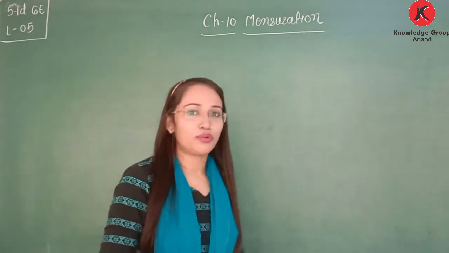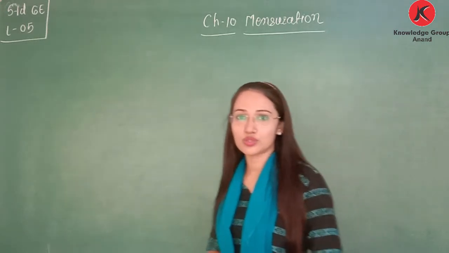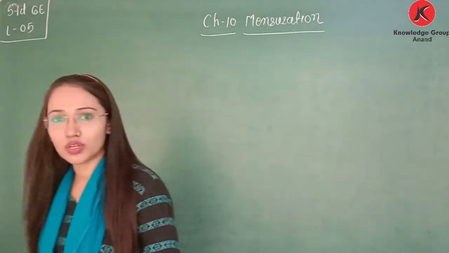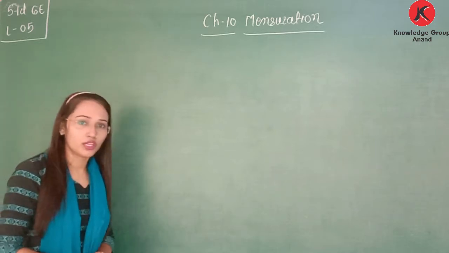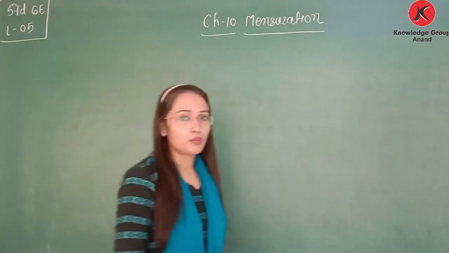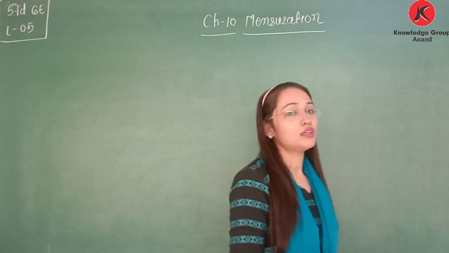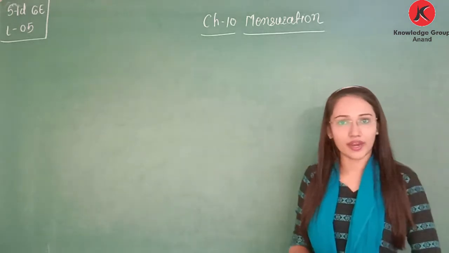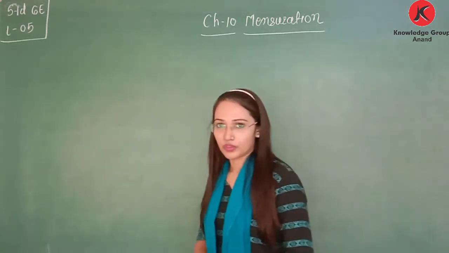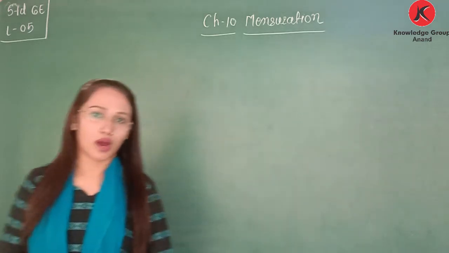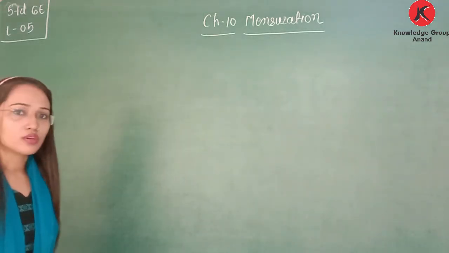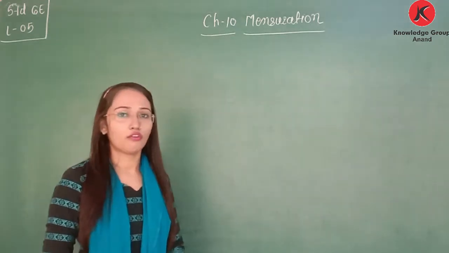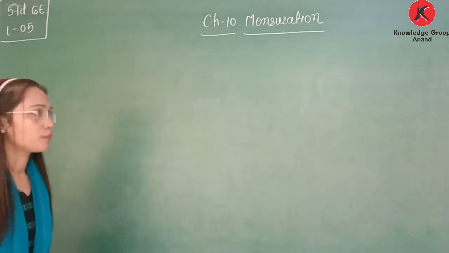Previously in this chapter we learned about the perimeter. Perimeter means the outer boundary. If we have any geometrical shape, any polygon, how can we find the perimeter? By measuring the length of each side, and after that we need to add. So if we know the length of the outer boundary, then we can find the perimeter of any geometrical object.